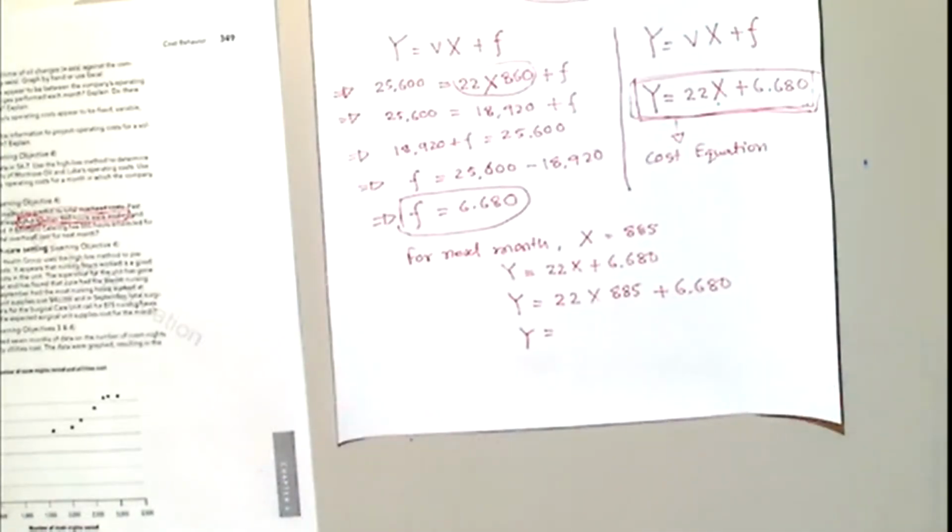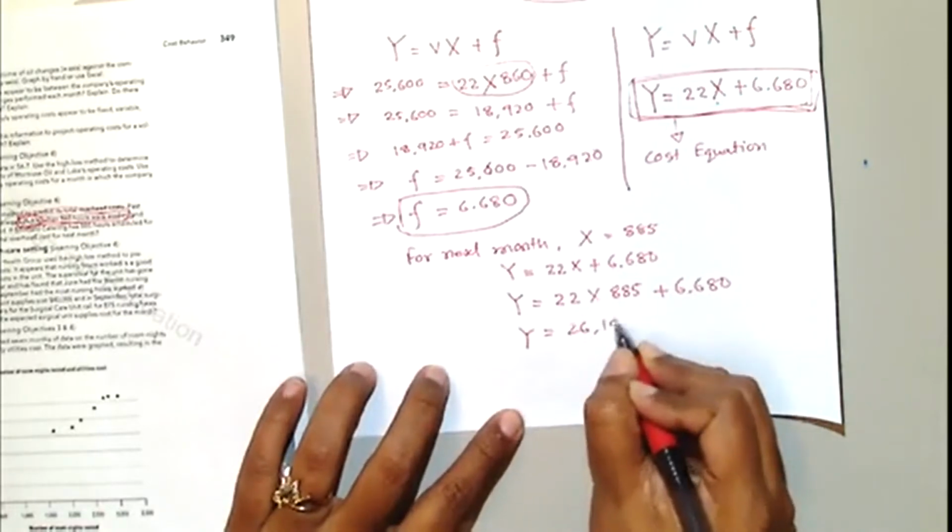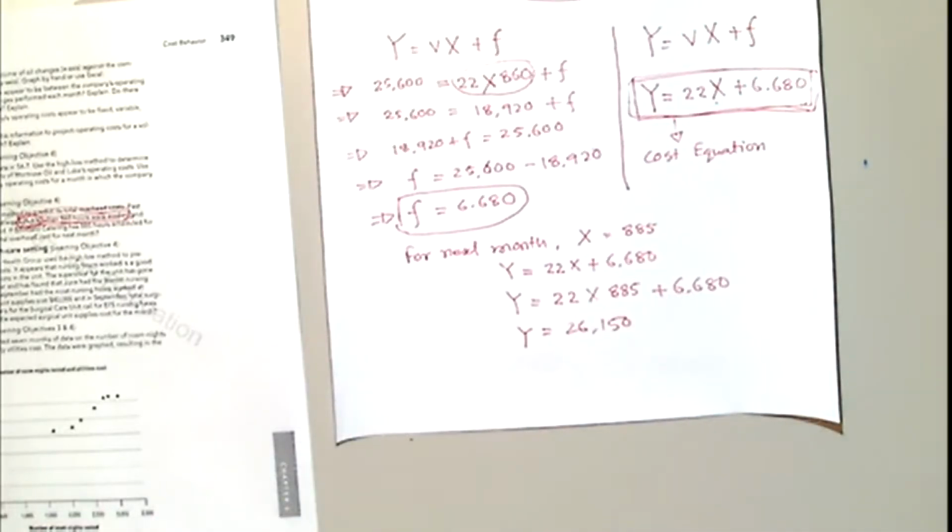So who has the number, please? Y. Y, Mackenzie? 26,150. So you see the steps.